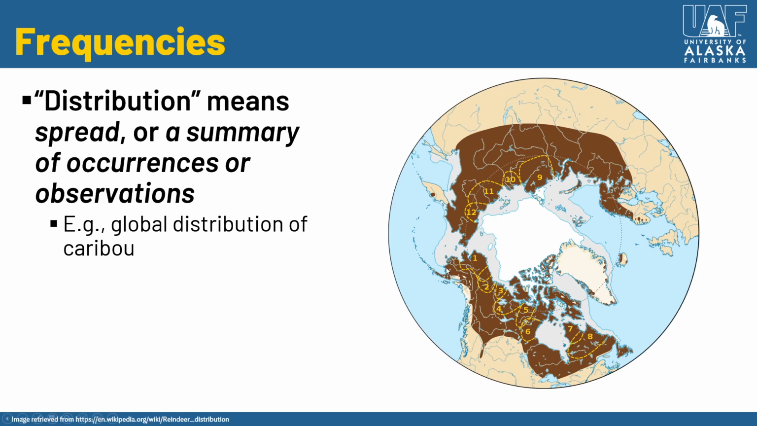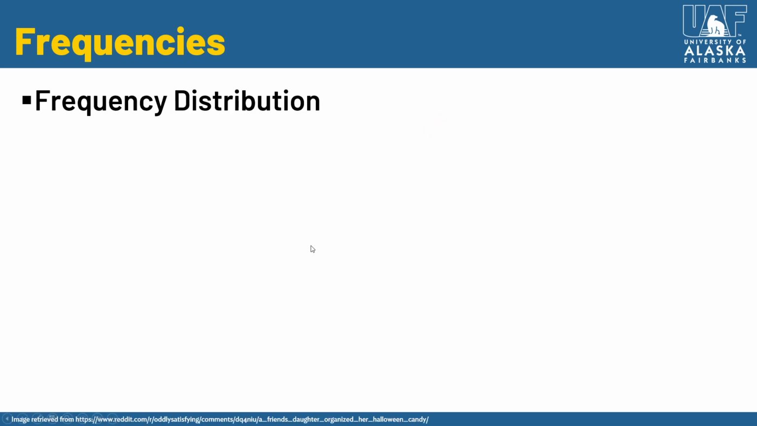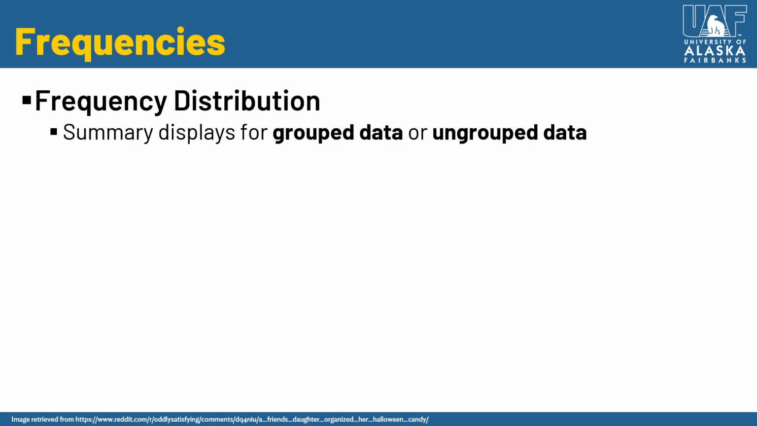But it's global distribution of caribou throughout Arctic regions and subarctic regions, right? So that's one example of this spread. When it comes to statistics, we'll use this term in different ways for our purposes now. In terms of frequency distributions, you just saw these on the tables before.